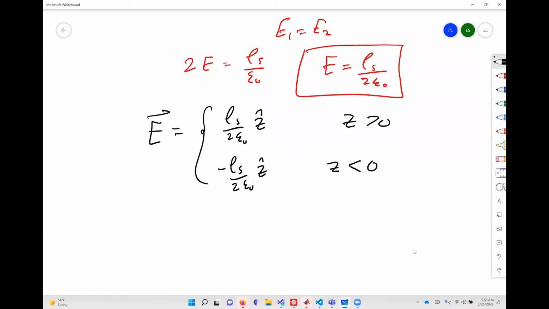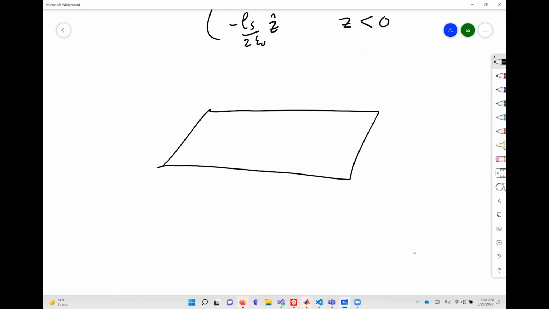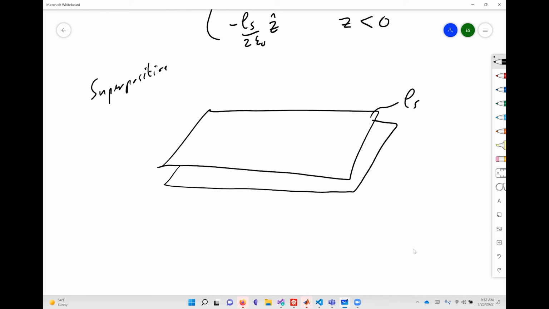What happens if we have a parallel plate now? So this was a single plate. What happens if we have a parallel plate? What can we do? We can do a nifty thing called superposition, right? We can find the field due to one plate and then superimpose it with the field due to the other plate. But one plate has charge rho S, one plate has charge minus rho S.